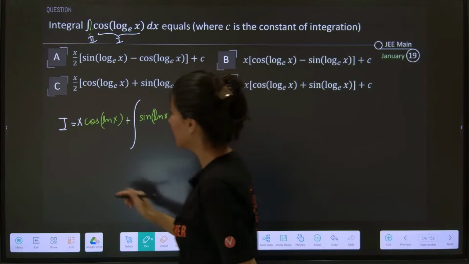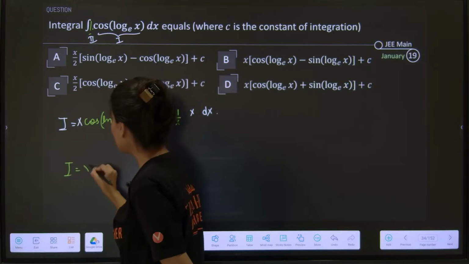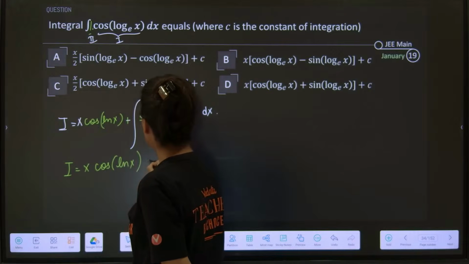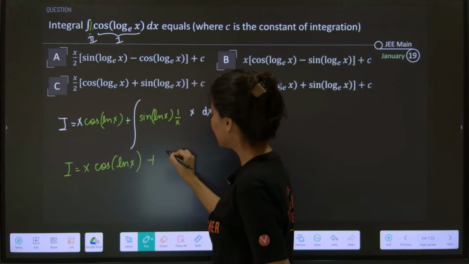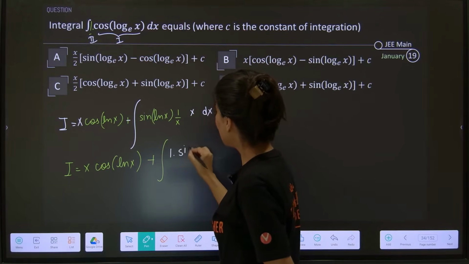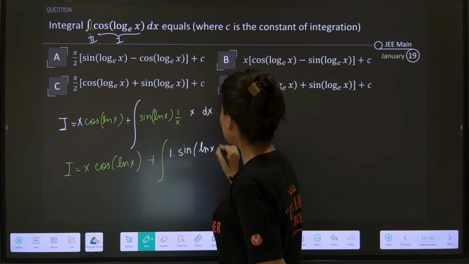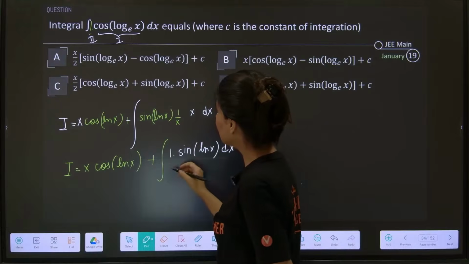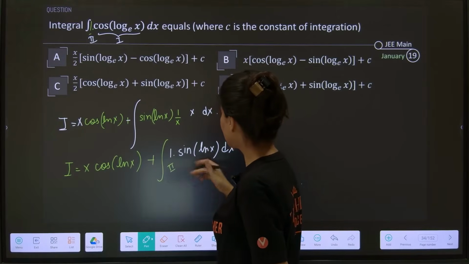X constant. So I is equals to what? x cos of log x plus, can you see, again a similar integration of 1 dot sin log x. That's how we are going to integrate. We are going to again apply integration by parts over here. Now in here this is second and this is first.